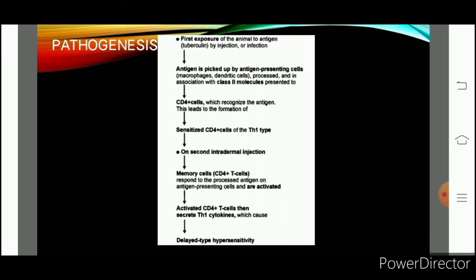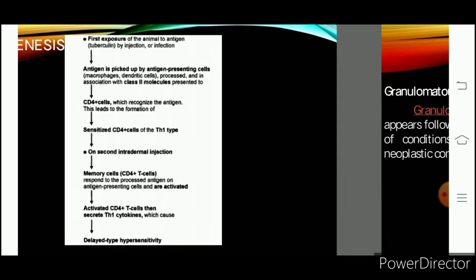On second intradermal injection, memory cells respond to processed antigen on antigen presenting cells and become activated, undergoing blast formation and proliferation. So activated CD4 plus T cells then secrete Th1 cytokines which cause delayed type hypersensitivity. So Th1 cytokines are secreted in tandem with this. It is these Th1 cytokines that are ultimately responsible for the development of the DTH response.